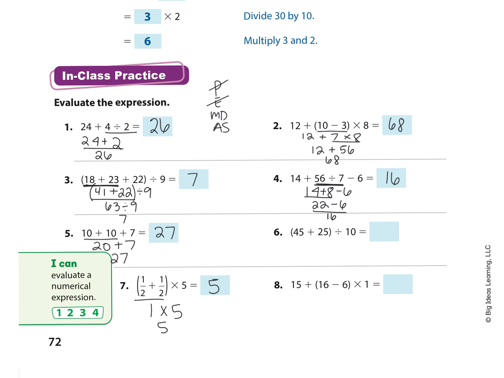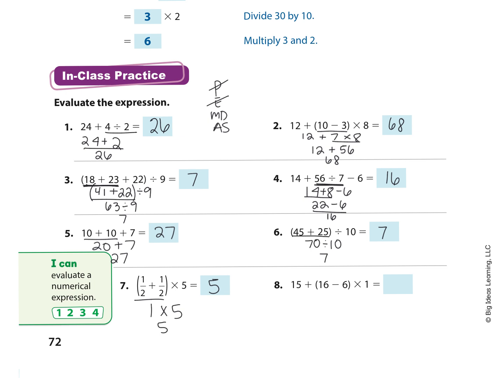Okay, number 6. What do I do first? Raise your hand if you can tell me what to do first. Okay, Jeff. Parentheses. So 45 plus 25 is 70. 70 divided by 10 then is 7. So the tip of my pizza should be the answer.